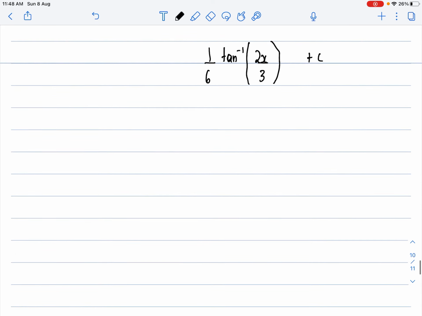Now let's do one more example, a little more complicated one this time. Let's say I have 5 divided by 16x square plus, let's say, plus 5, dx.